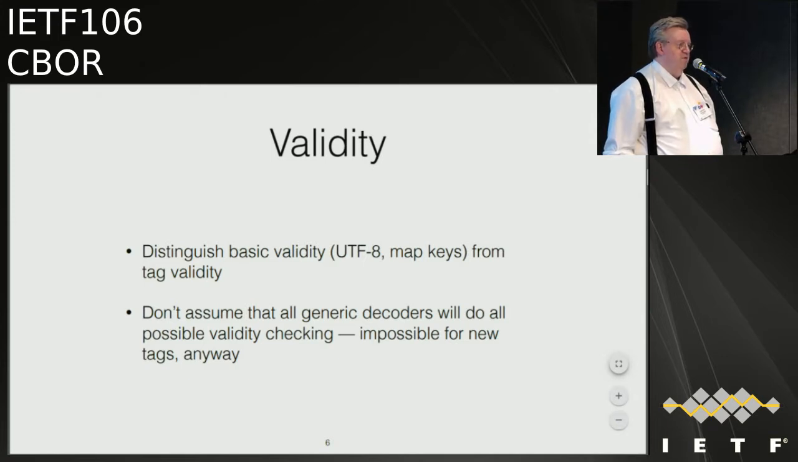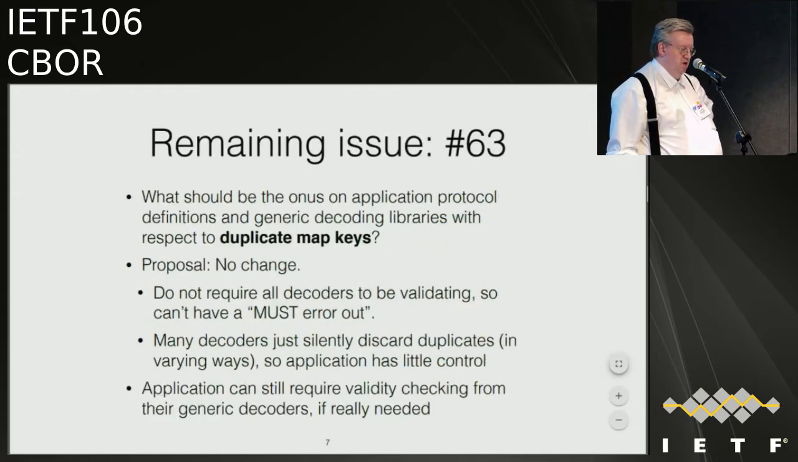Of course, since we have dozens of tags, we have dozens of different things that can go wrong there. Given that the number of tags is supposed to grow, the idea that a generic decoder is a completely validity checking decoder is rather unlikely. All generic decoders will have limitations there. The important thing is that these limitations are documented and communicated to the application, so the application knows which parts of validity checking it has to do itself because it hasn't been done by the generic decoder. So that is pretty much what has changed.